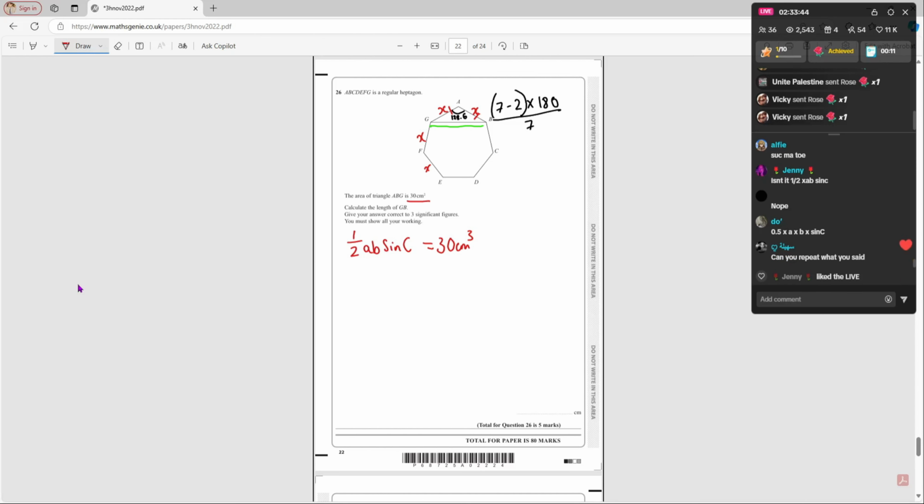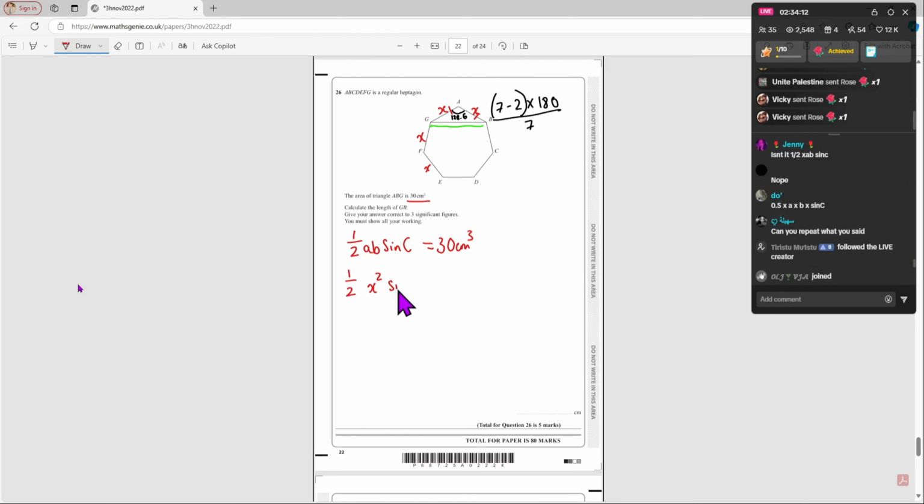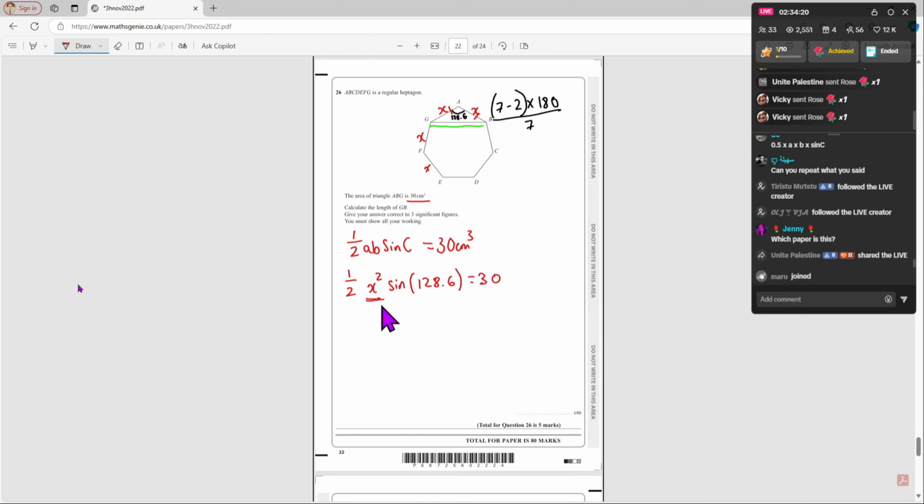So now, once we have done that, we're going to substitute our values in. It's going to be half, times ab. These two sides multiply together, so a times b is going to be x times x, which is x squared, and then sine of the angle 128.6, is equal to 30. Now we're trying to find the value of x. Remember, we're trying to find the value of x.